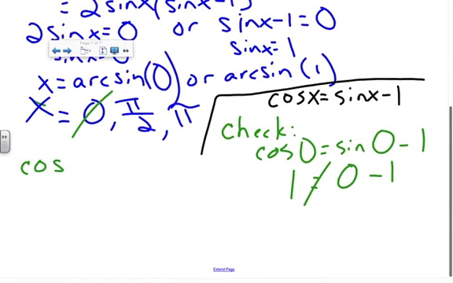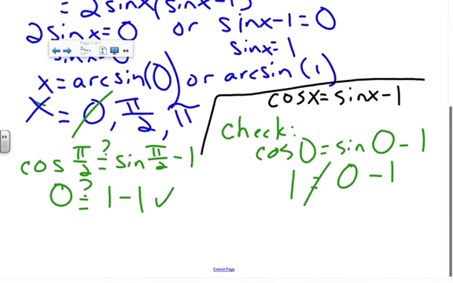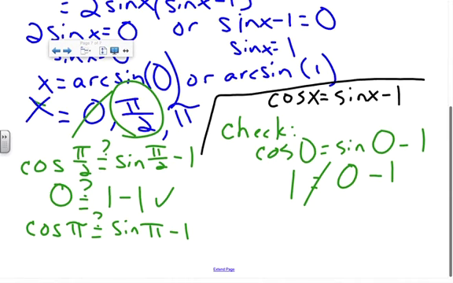Check the rest of them. Is the cosine of pi over 2 equal to the sine of pi over 2 minus 1? Well, the cosine of pi over 2 is 0. Does that equal the sine of pi over 2, which is 1, minus 1? Yes, it does. So this is good. Finally, check if the cosine of pi equals the sine of pi minus 1. Cosine of pi is negative 1. Sine of pi is 0, and 0 minus 1 does equal negative 1. So those two solutions are our answer.